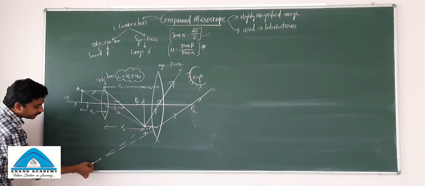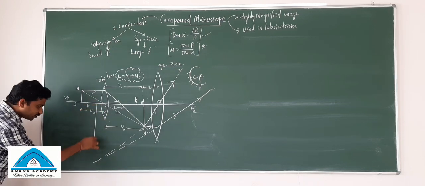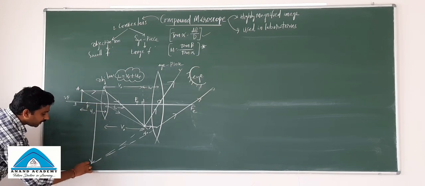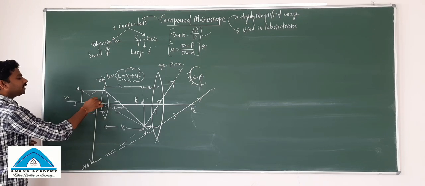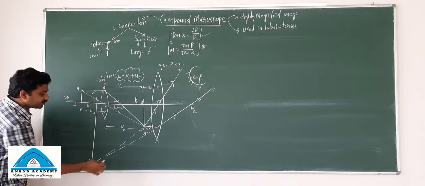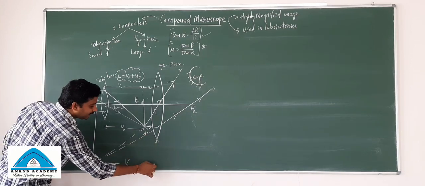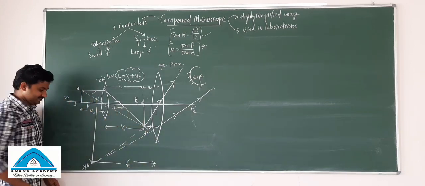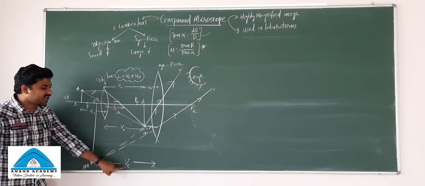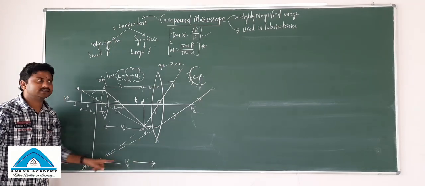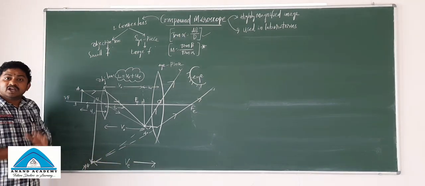We can find it somewhere here. So, this is your A double dash and B double dash. And what is this? This is the image formed by the eyepiece. The image formed by the eyepiece is VE here.